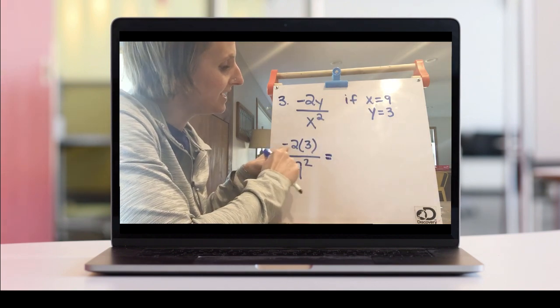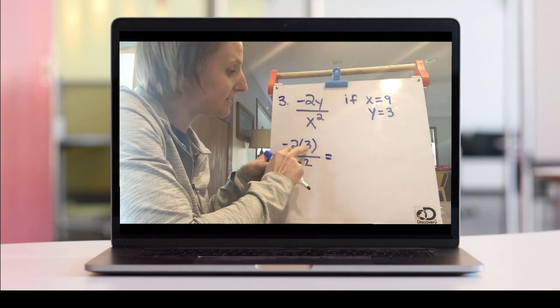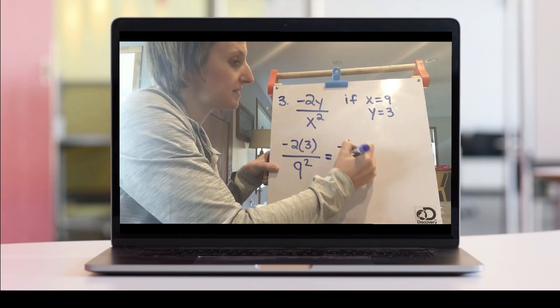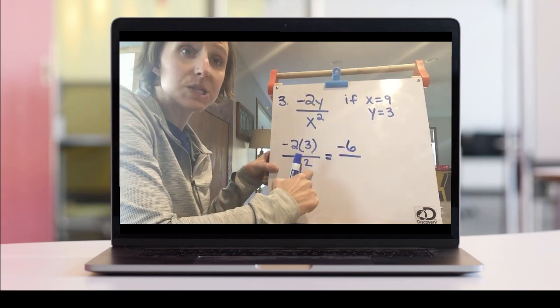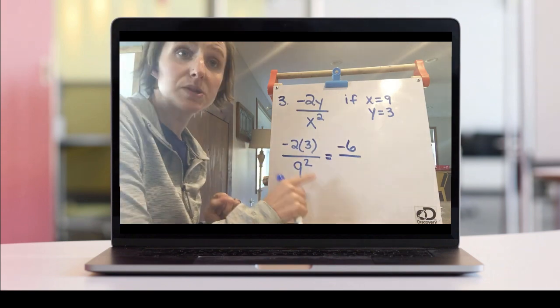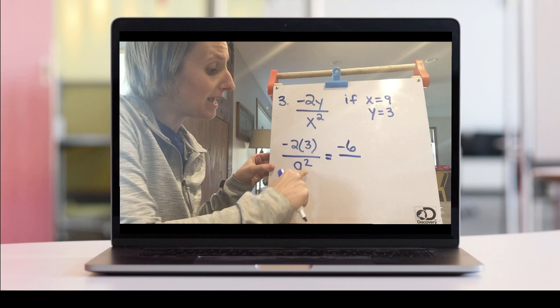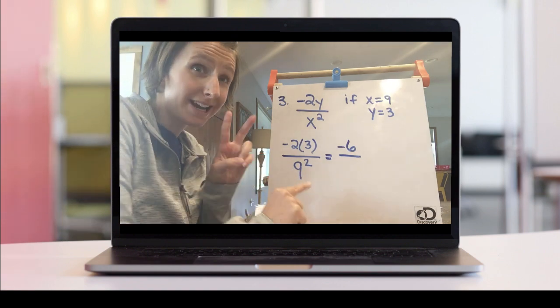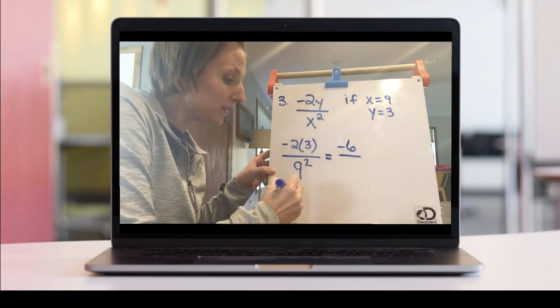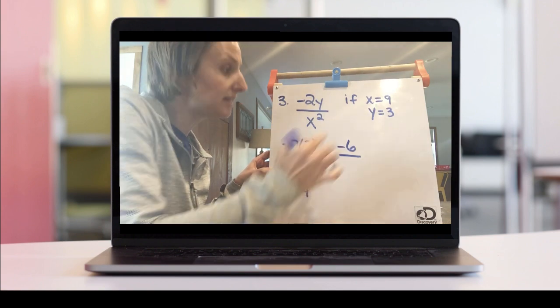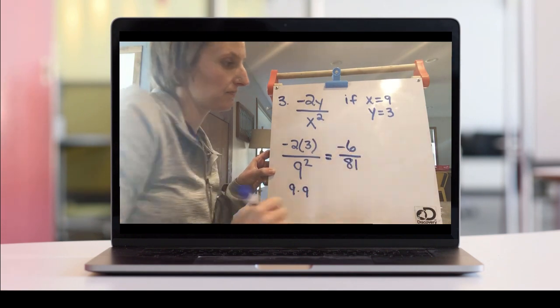There we go, Mrs. Kluber. Negative 2 times 3. Do my signs agree? Nope. So it's going to be a negative 6 over 9 squared. Now remember, exponents represent repeated multiplication. This means my base 9 is being used as a factor 2 times. So it really means 9 times 9, right? What's 9 times 9? 81.